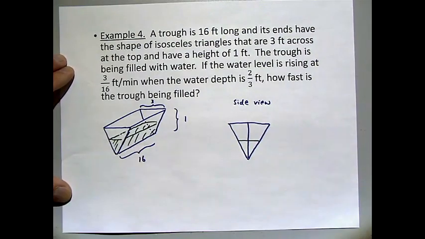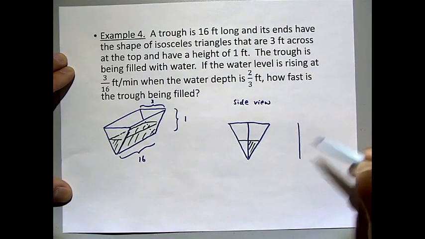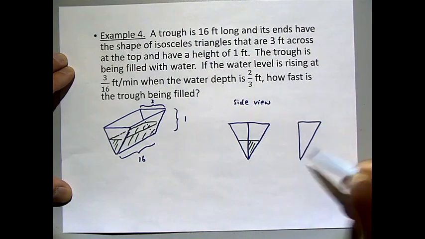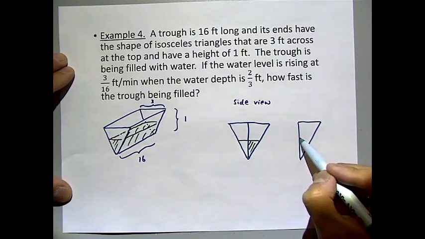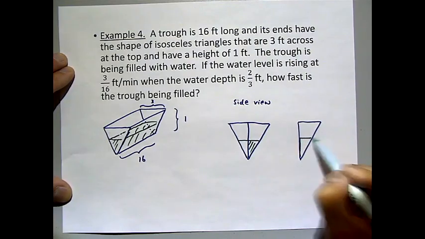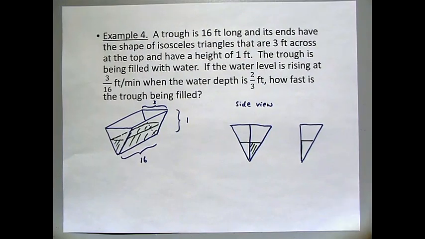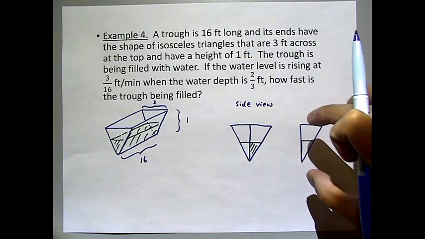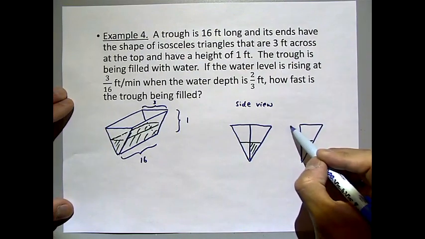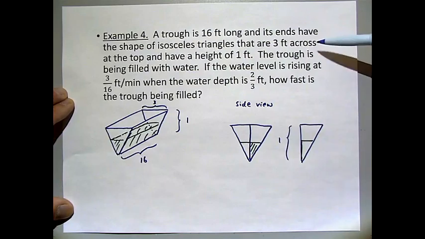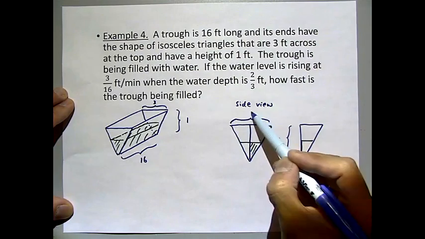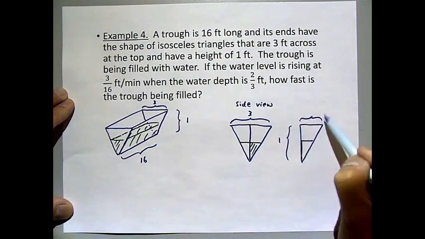I want to cut this in half. So here's my water. Let's just work with half of those. The problem says that the height of this isosceles triangle is 1. So this is equal to 1. 3 feet across the top. If I chop this in 2, so this is 3, right? If I chop this in 2, then this guy right here must be 3/2.